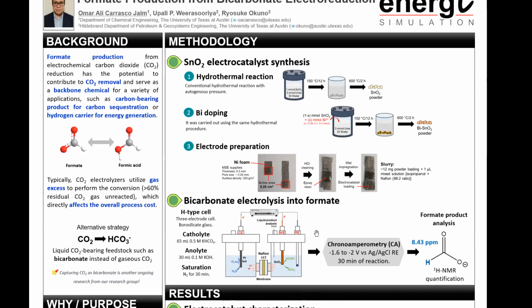The left compartment is used for the water oxidation and the right compartment for the bicarbonate reduction using the prepared working electrode and potassium bicarbonate solution with no additional CO2 saturation. A constant potential was applied to the cell to reduce bicarbonate into formate, which was then quantified by proton NMR.